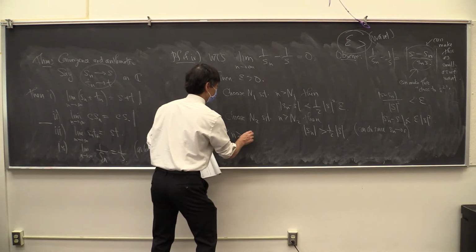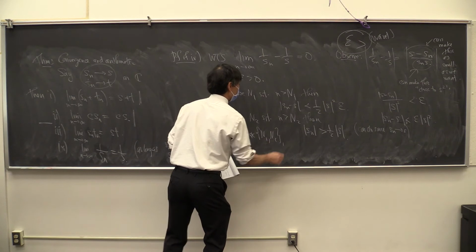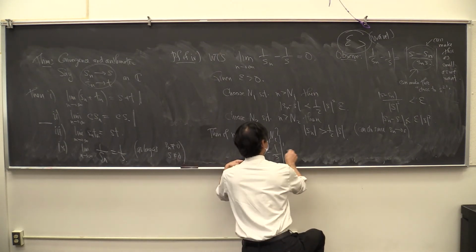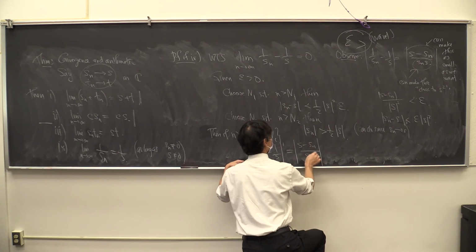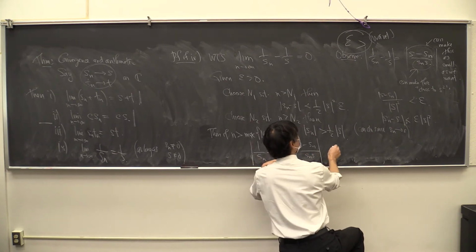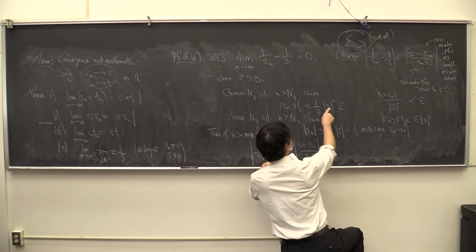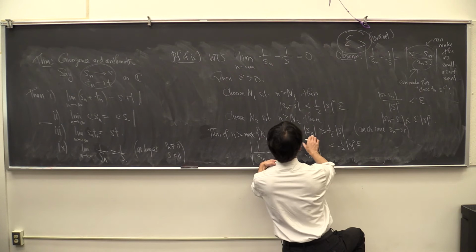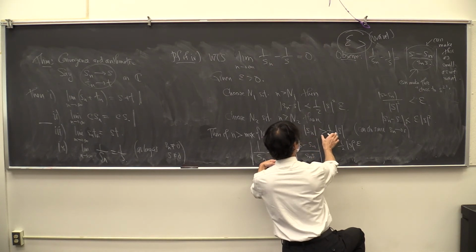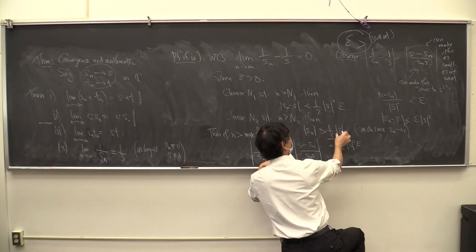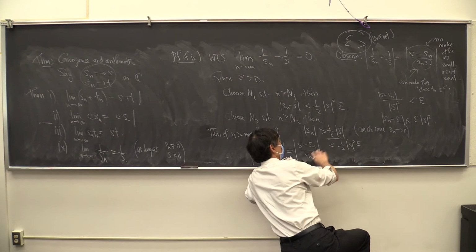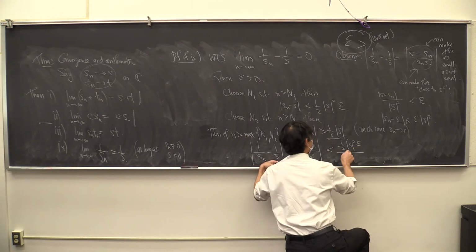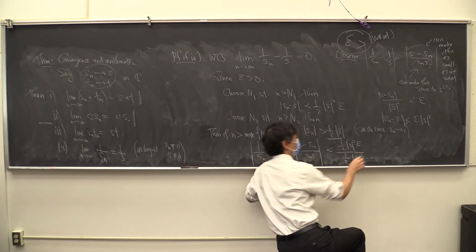Then if n exceeds the max of those two, we have that the absolute value of 1 over Sn minus 1 over S equals this S minus Sn over SnS. The top is less than 1/2 the absolute value of S squared times epsilon, and the bottom is bigger than 1/2 the absolute value of S. So if I divide, it'll be less than the reciprocal of that. And that gives me the epsilon.